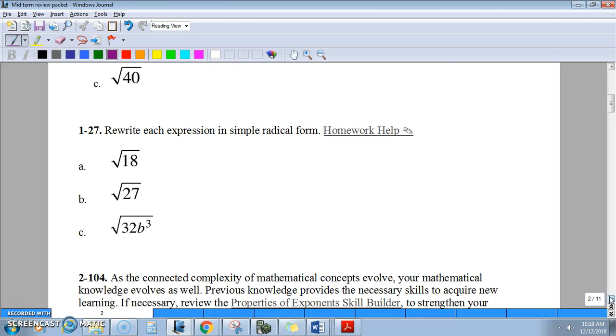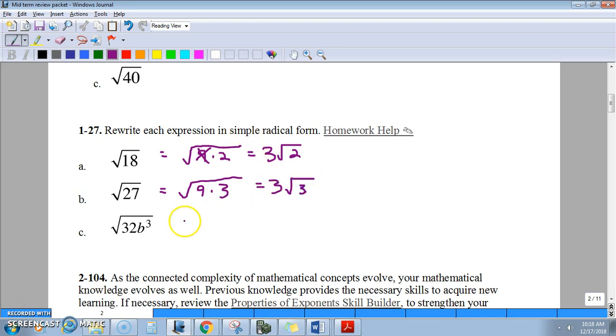Rewrite each expression in simple radical form. Okay, so this is really the square root of 9 times 2, and I picked 9. 9 times 2 is 18 because 9 has a square root. It's 3, so this is really 3√2. And then I'm going to do the same here. 9 times 3 is 27. So this is really going to be 3√3.